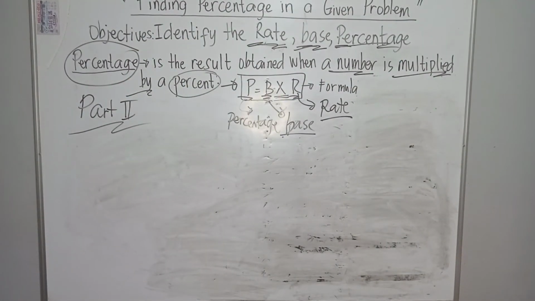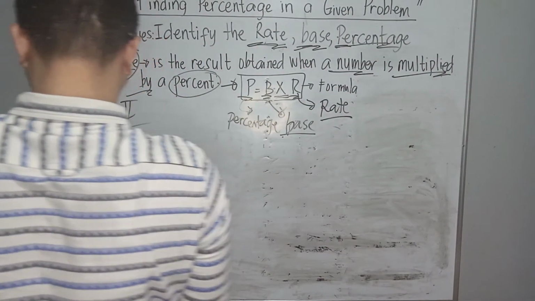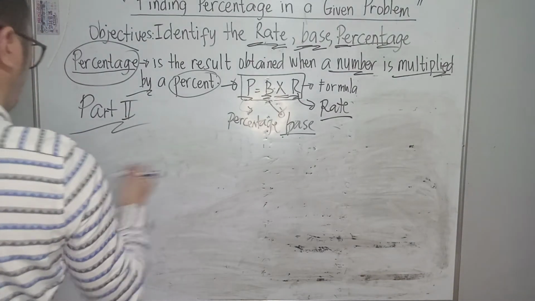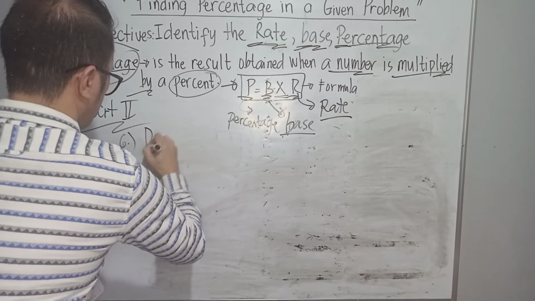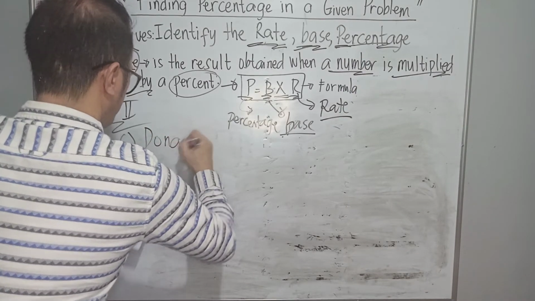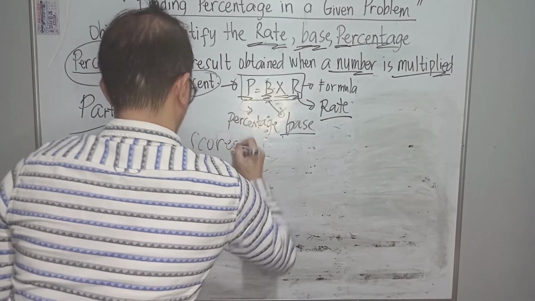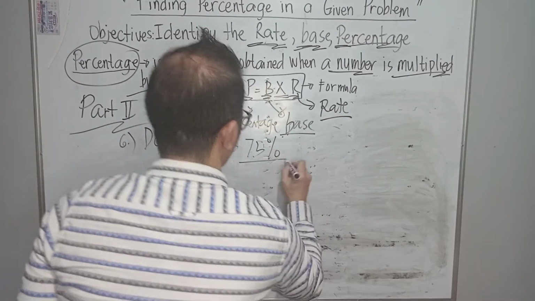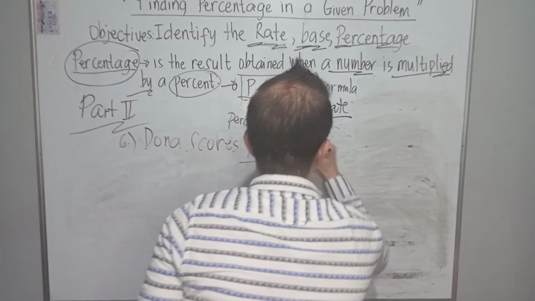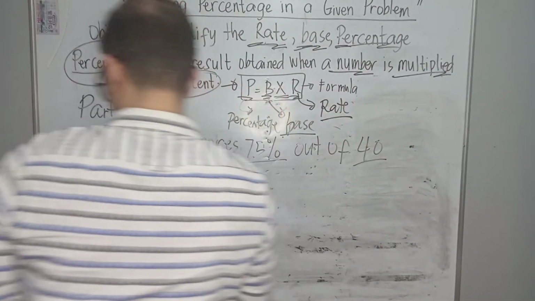So we're going to write: Donna scores 75% of 40.